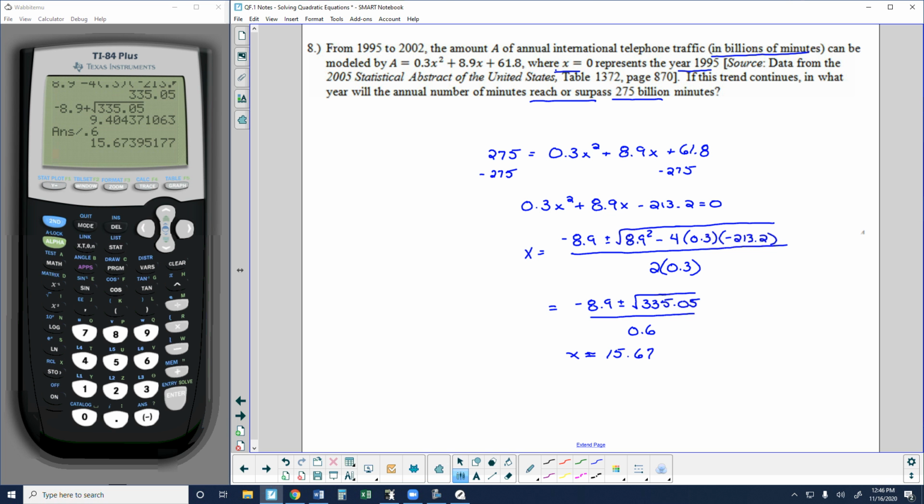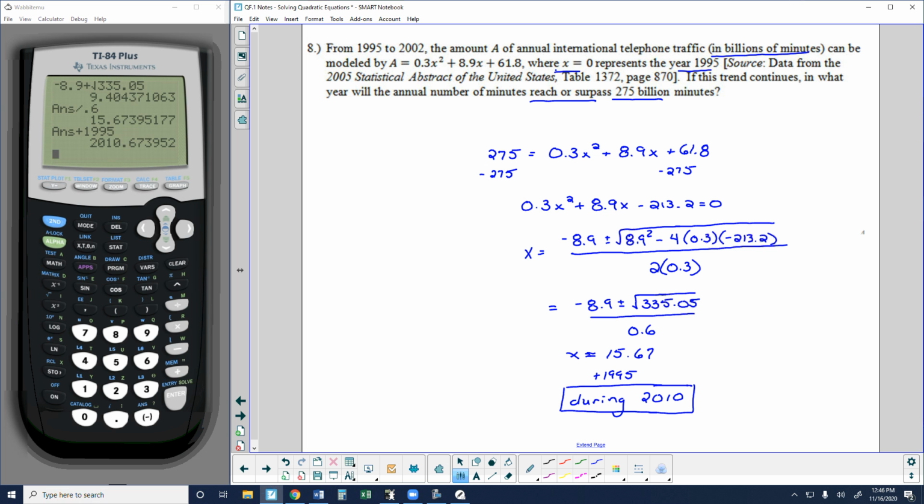Now this is not our answer, because remember, x equals 0 is the year 1995. So we want to add this to 1995. If we add this to 1995, we get the year that this will surpass 275 billion minutes. So this is going to be during the year 2010.